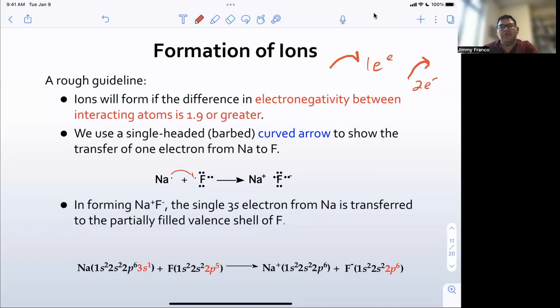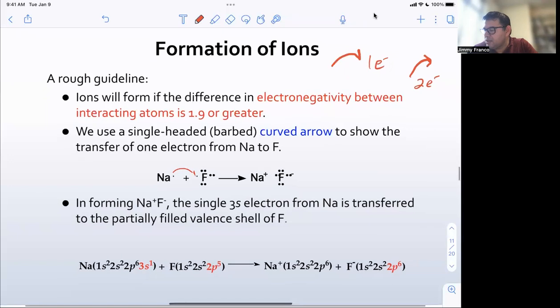But if it's just the fish hook or the barb, where there's only one part coming off, it's 1 electron. Sorry, I put 2 e's and I really meant to put a minus. If it's a double-headed arrow, it's 2 electrons. And so those electrons will move over.